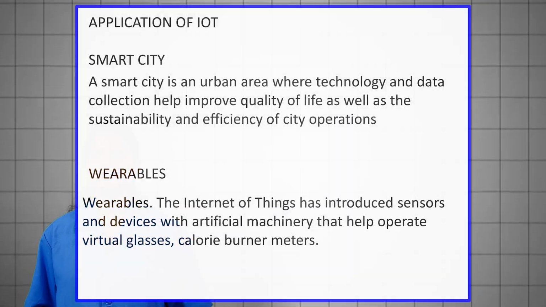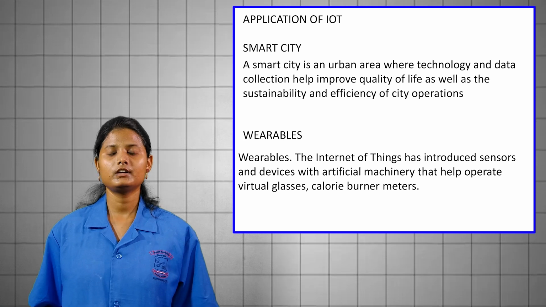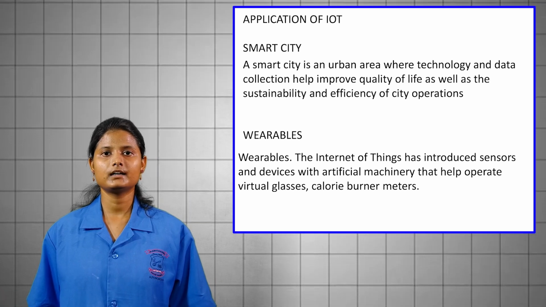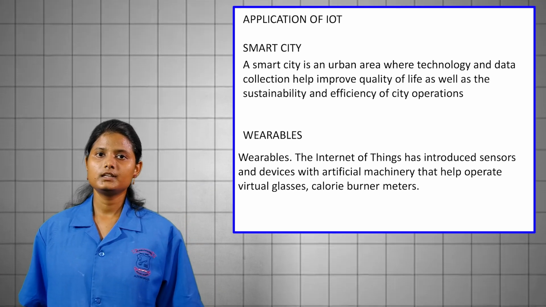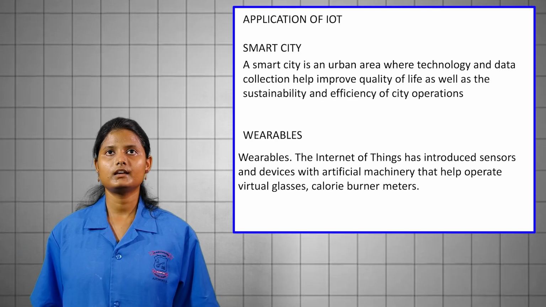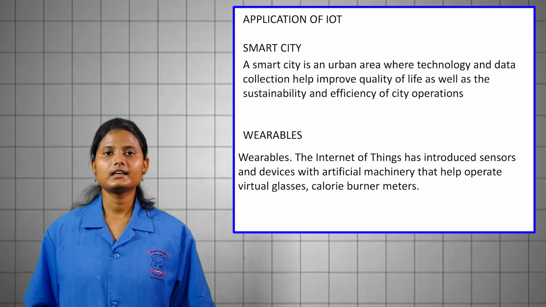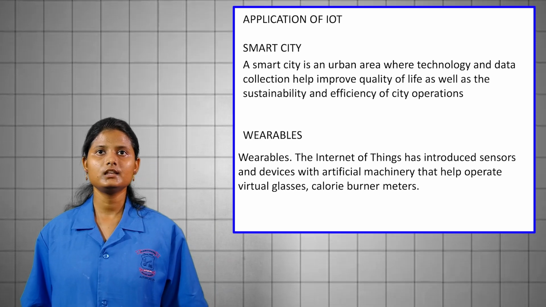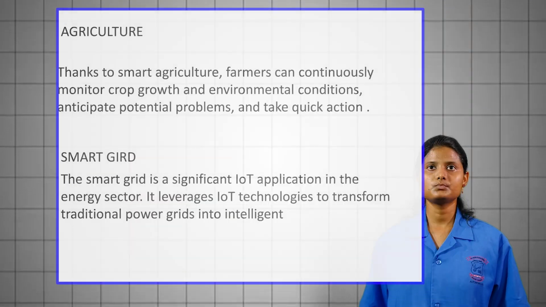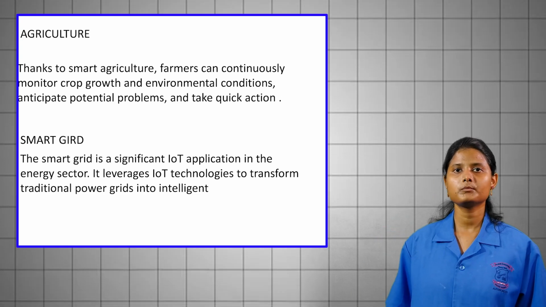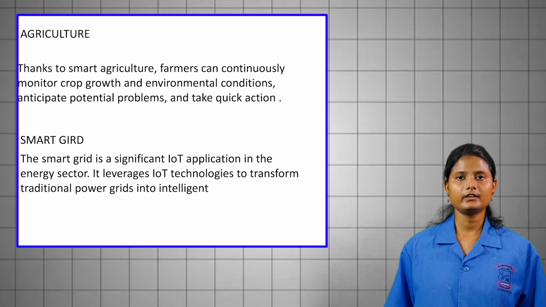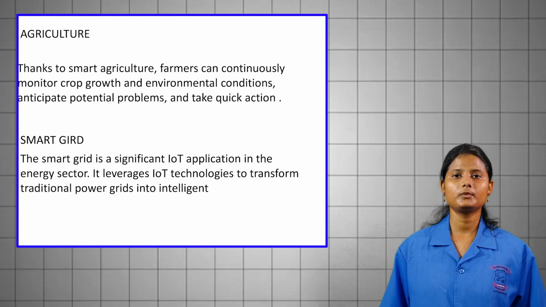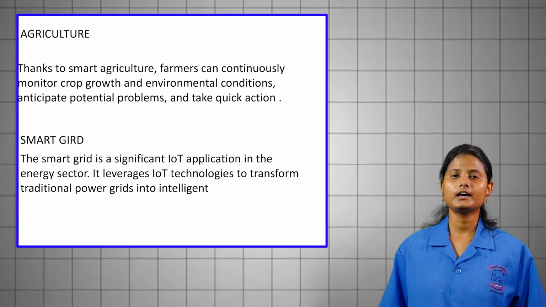Next, applications of IoT. Nowadays IoT is applied in all fields, like the medical field, agriculture field, computer science field, and all the fields. For example, in the medical field, in healthcare, IoT plays a major role. Applications of IoT are smart city, wearable, agriculture, and smart grid. First, smart city is nothing but all the devices being activated by IoT. For example, street lights and automated vehicles are all activated by IoT.